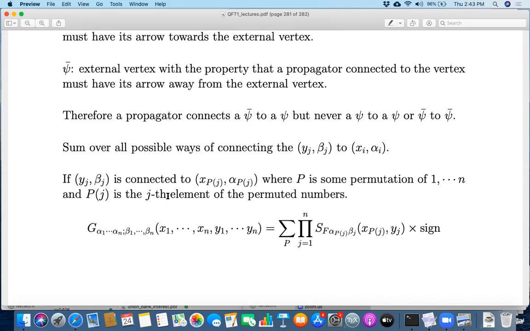So this is then the formal expression for the Green's function. You sum over all permutations, and this is the sum over Feynman diagrams. For each Feynman diagram, we'll have n propagators, because you have n y's connected to n x's. Each of these will have the form S_F alpha_{p_j} beta_j, because these two are connected, and then the arguments are x_{p_j}, y_j. And then there's an important sign factor that I'm going to discuss in the next slide. But is this structure clear? Is there any question about this?